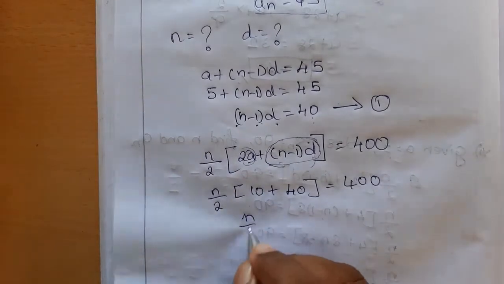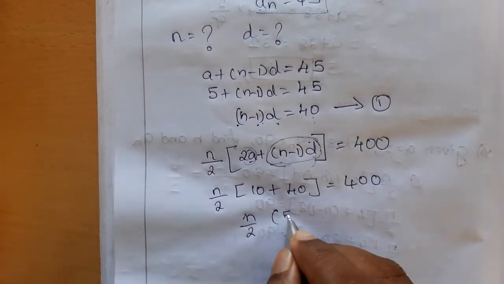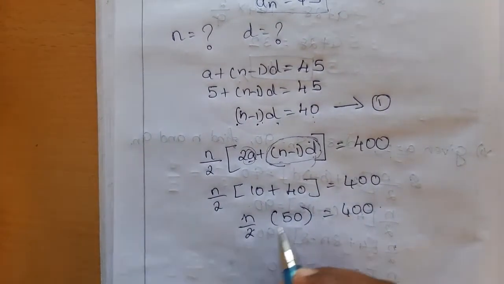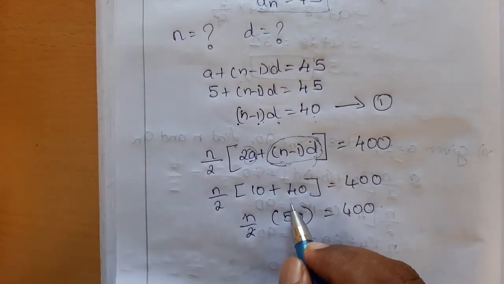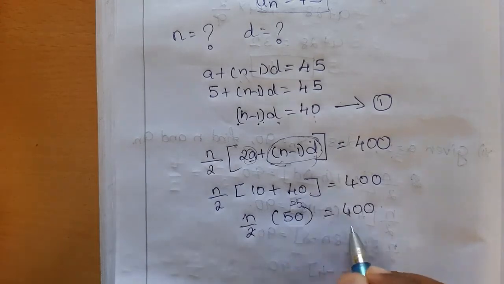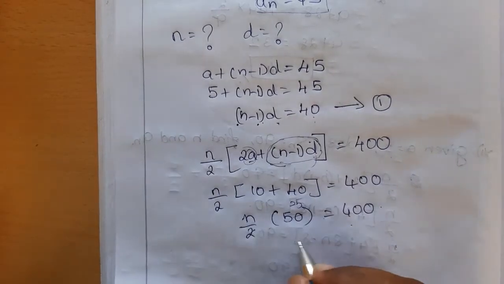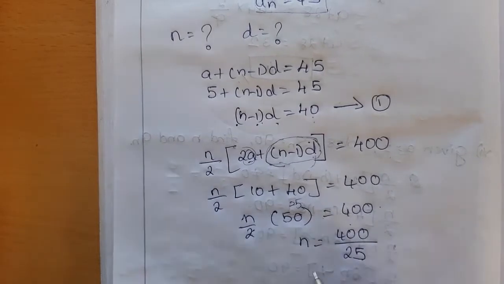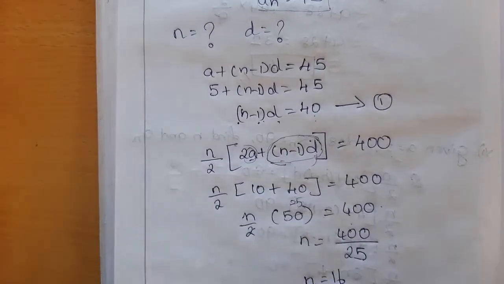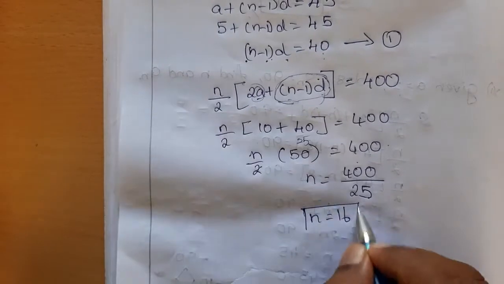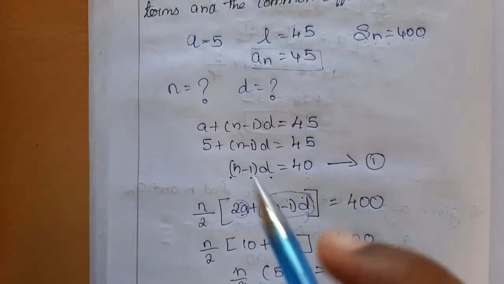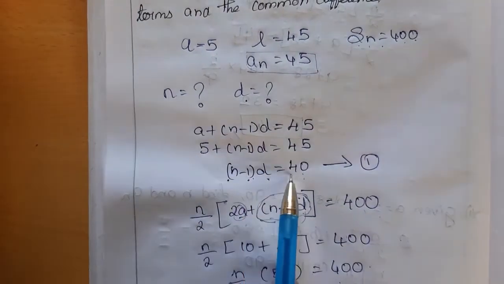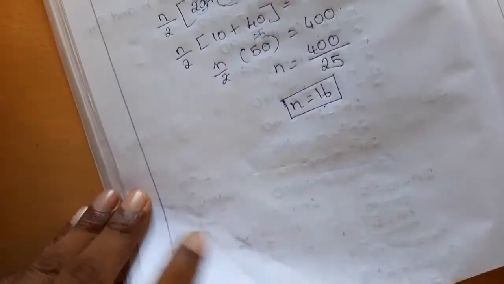So n by 2 into 50 is equal to 400. So this we can cancel, 2 times 25, and 25 we can bring here and divide. So n is equal to 400 by 25. If you divide, you will get 16. So n is equal to 16. Now we obtained the n value. Next we have to obtain the d value, just by substituting the n value in equation 1, we will get the d value, right?